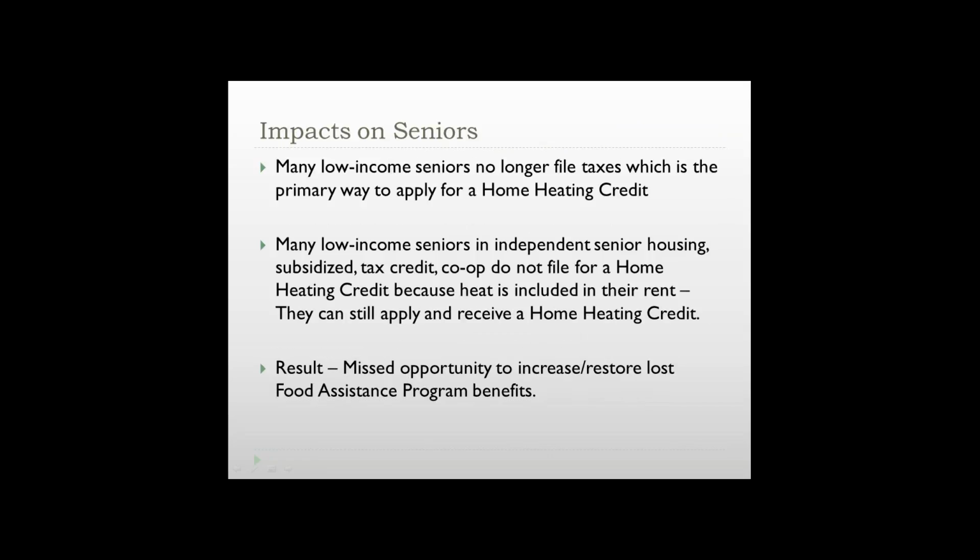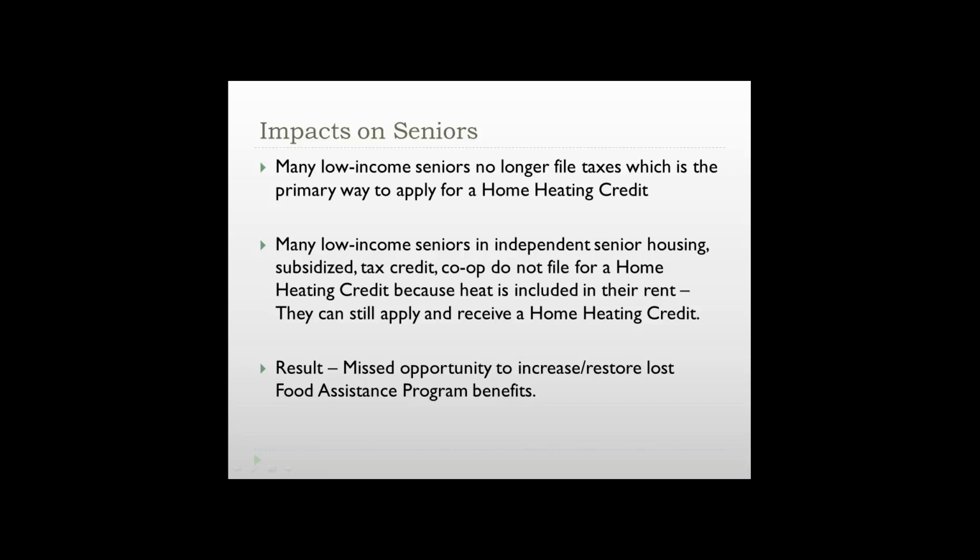So the Area Agency on Aging 1B is really concerned about this potential loss of benefits for low-income seniors. Many low-income seniors no longer file taxes, so they're missing an opportunity to apply for the home heating credit, which could restore their lost benefits. So even if heat is included in the cost of someone's rent, you can still receive the credit. As a result, many seniors are missing their chance to apply for the energy assistance or the homestead credits, and possibly to increase their food assistance or lost benefits. So as such, the AAA-1B and the Accounting Aid Society teamed up to raise awareness on this issue.